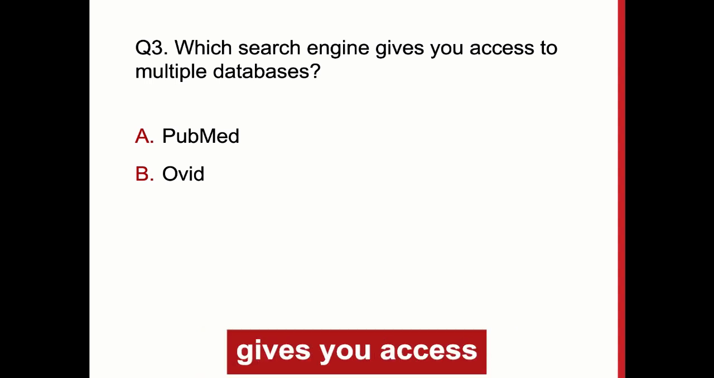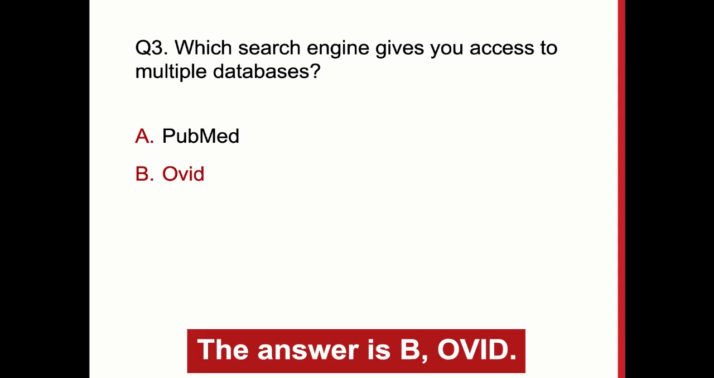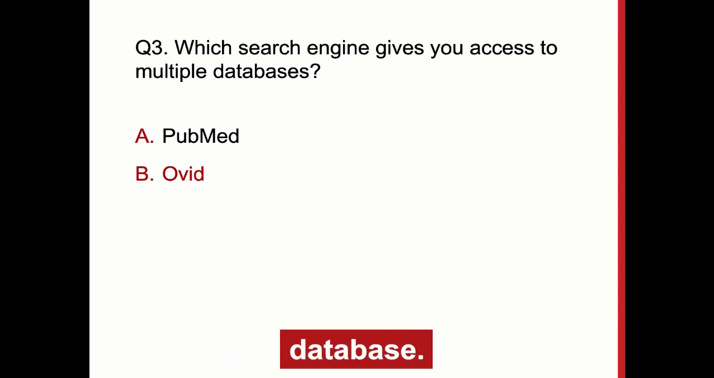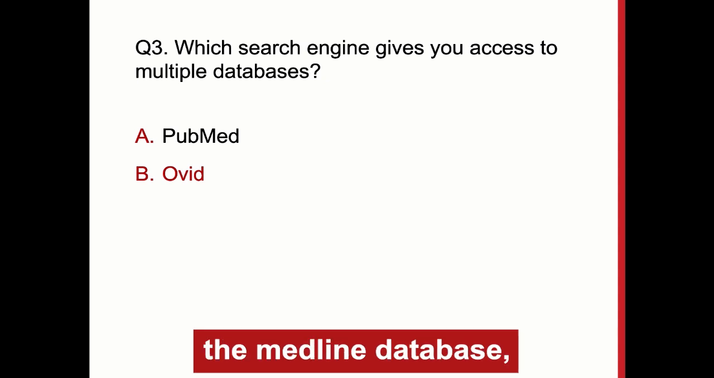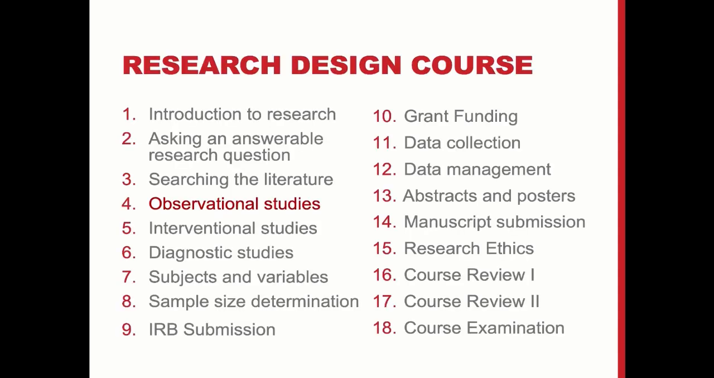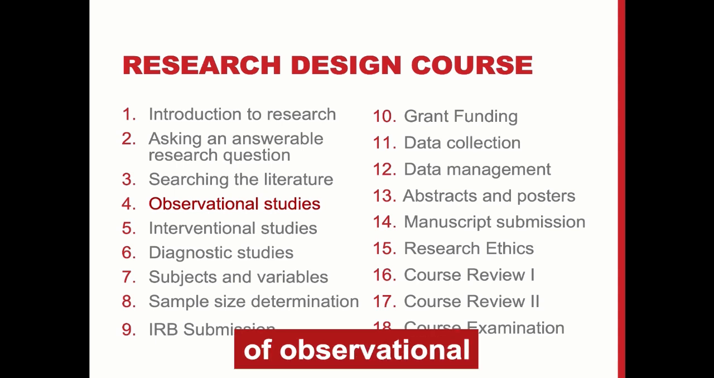Which search engine gives you access to multiple databases? The answer is B, Ovid. PubMed searches only the Medline database. Ovid also searches the Medline database, but has access to other databases such as Embase and the Cochrane database of systematic reviews. The next topic in our research design course is the design of observational studies.